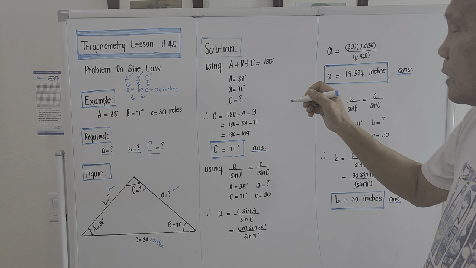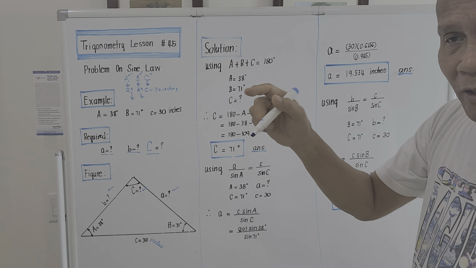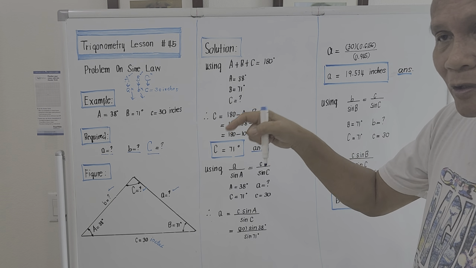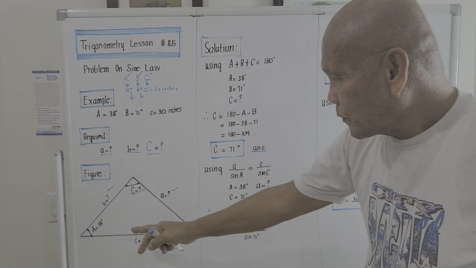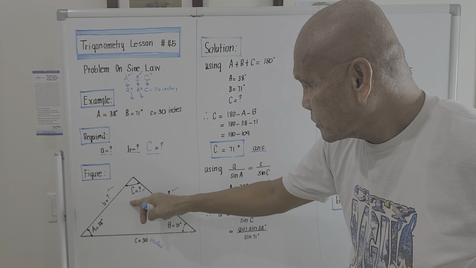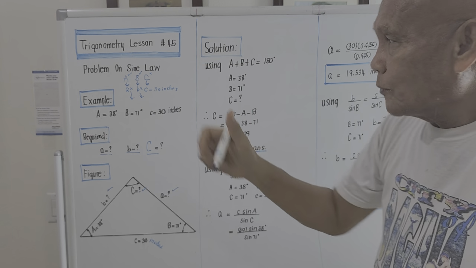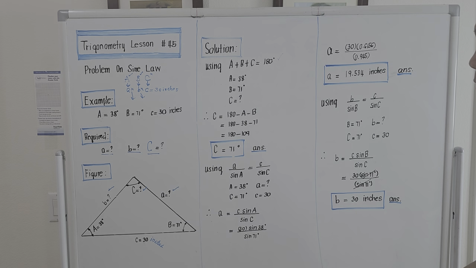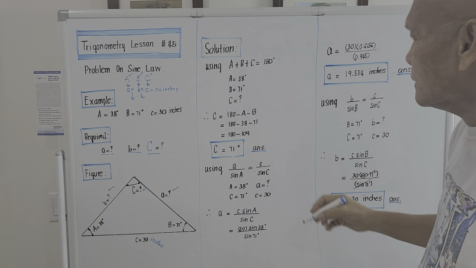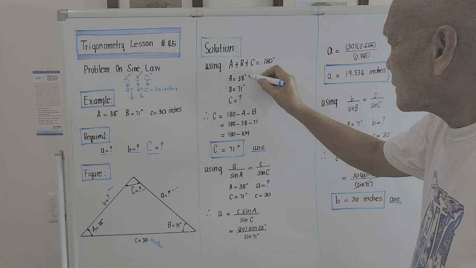One of the concepts under oblique triangles is that the sum of the interior angles is equivalent to 180 degrees, meaning the sum of angle A, angle B, and angle C should be equal to 180 degrees. Okay? Then take note of what is given. We are given angle A to be 38 degrees.